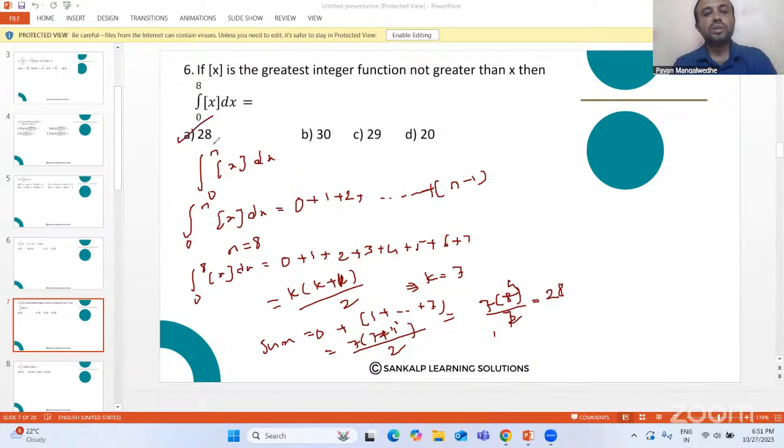So the value of this integral is how much? It is 28. Just take 0 as the first value, so that up to 8 terms the last is 7. You can take the screenshot or write it down fast. Then we'll go to the next question.